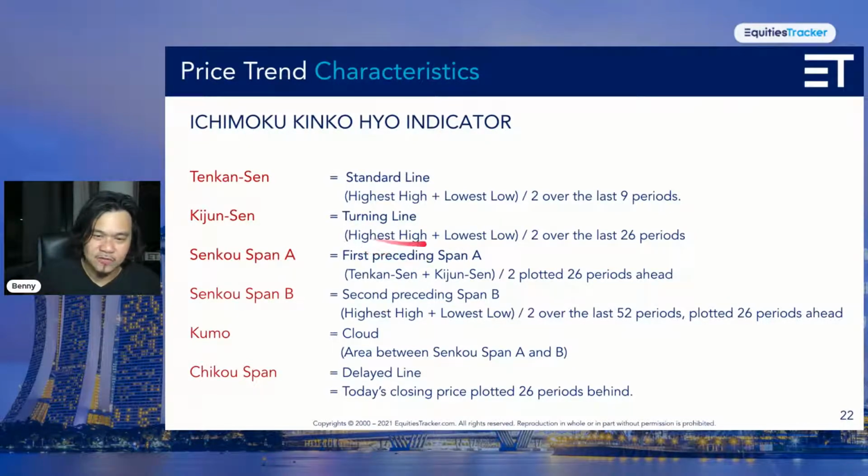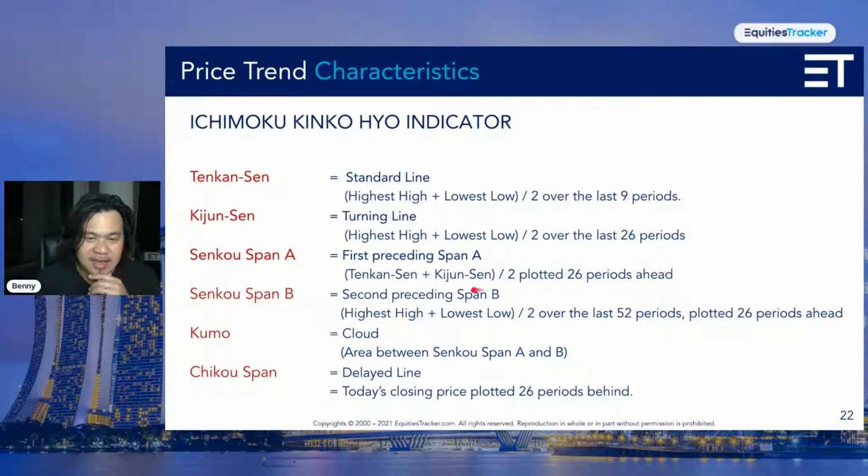So the first span A is the average between the 2 lines. That means you take the standard line plus the turning line, and you divide by 2. So it's the average between the 2 lines, and you plot it 26 days to the front. That forms the short-term trend moving forward. Because remember 9 and 26, right? It's below 30 days average. And now it's an average between the two lines. So it's still short-term in nature, and it's being plotted 26 days to the front.